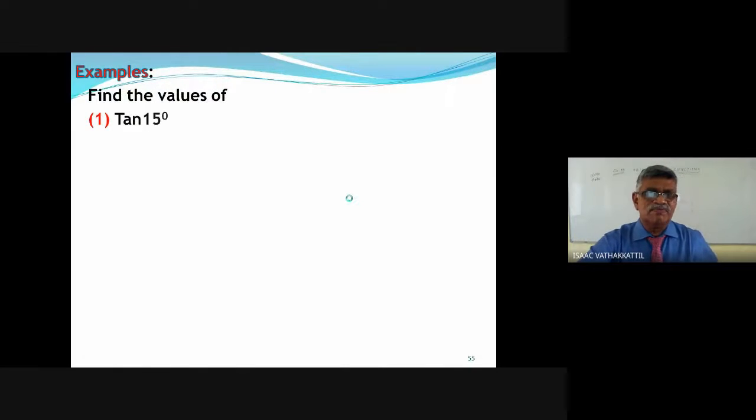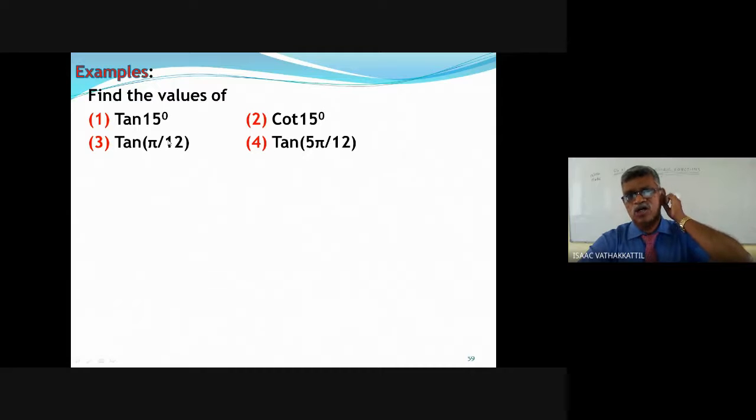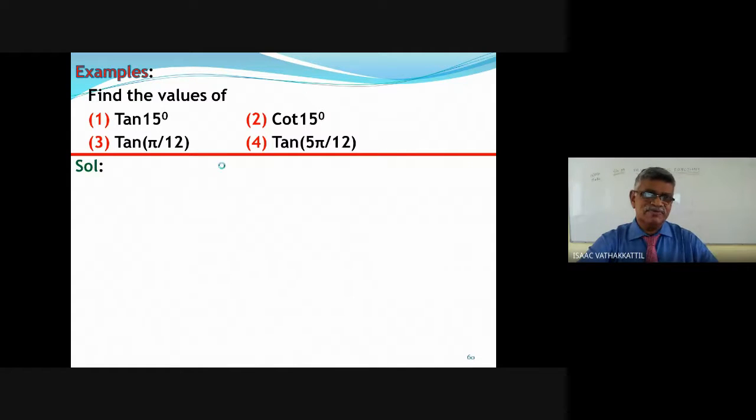Find the values of tan 15 degrees, cot 15 degrees, tan pi by 12, and tan 5 pi by 12. How do you go for 15 degrees? As we did yesterday for sine and cos, 45 minus 30, or 60 minus 45.